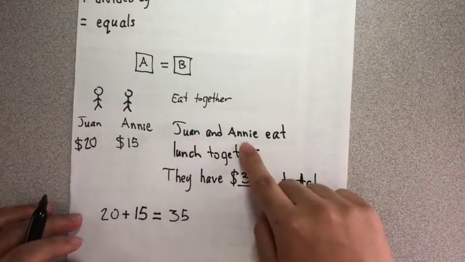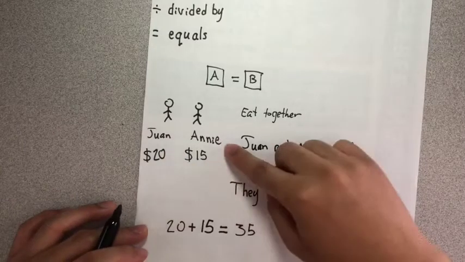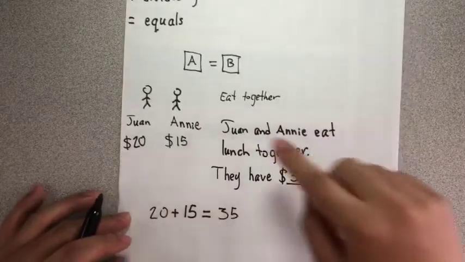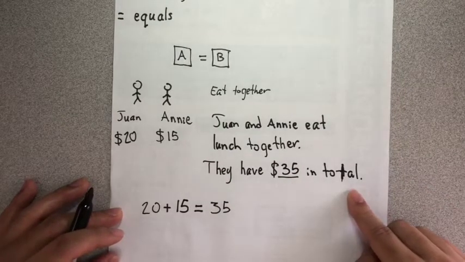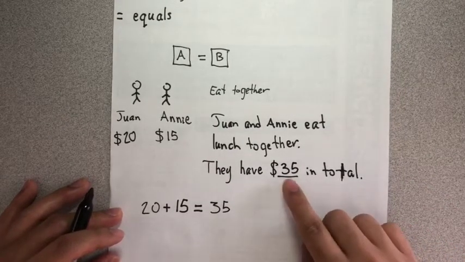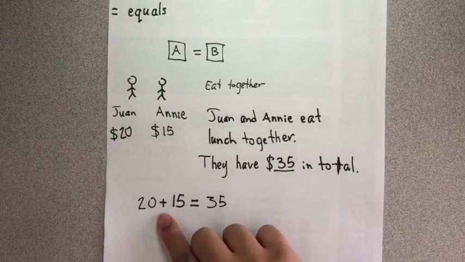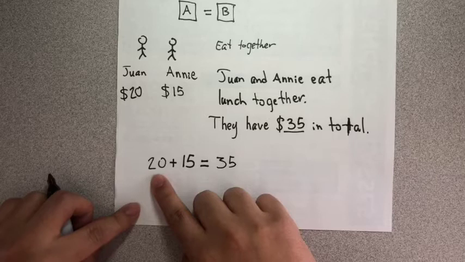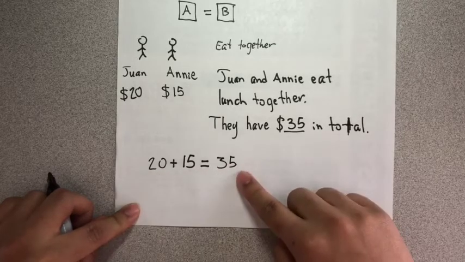So Juan and Annie eat lunch together. Juan has $20. Annie has $15. They have $35 in total. This means together they have $35 for lunch. We use the plus sign. So we say 20 plus 15 equals 35.